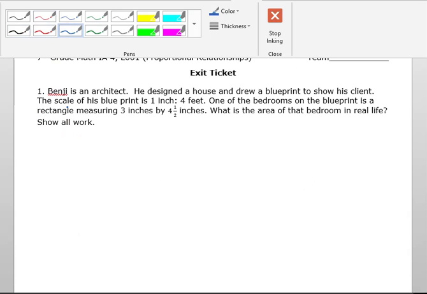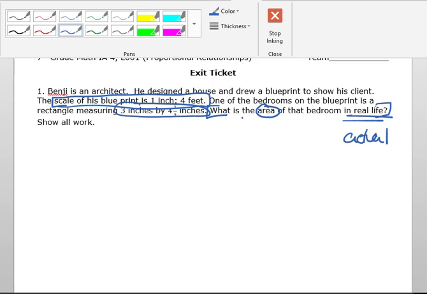So I have Benji, he's my architect, and he designed a house and drew a blueprint to show his client. The scale of his blueprint is 1 inch is equal to 4 feet. One of the bedrooms on the blueprint is a rectangle measuring 3 inches by 4.5 inches. What is the area of that bedroom in real life? This is actual. And then I'm looking for the area. All right, show your work.